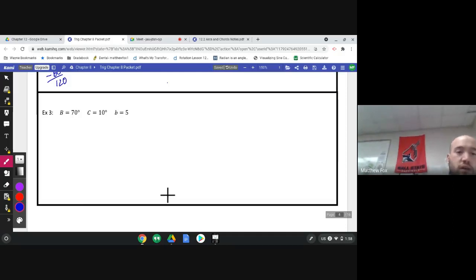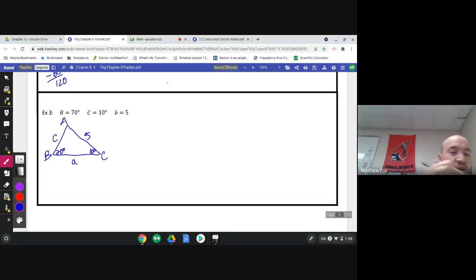So number 3, once again, I strongly recommend you draw a picture. It's up to you. It doesn't really matter where the labels are. The key is just follow this as kind of your template. Okay, so 70, 10 degrees. The ones across, remember this is a 5, that's side B. Then to figure this out, once again, I recommend find the missing angle first. That's the easy one. 70 plus 10 is 80. Take 180 minus that 80, and we get 100 degrees. That is what angle A is.